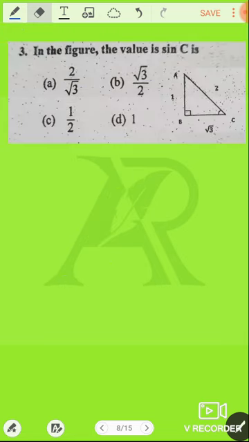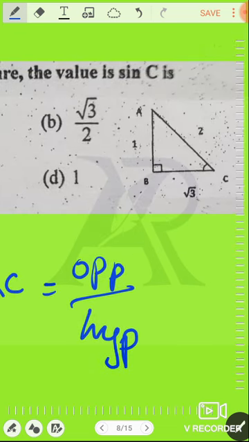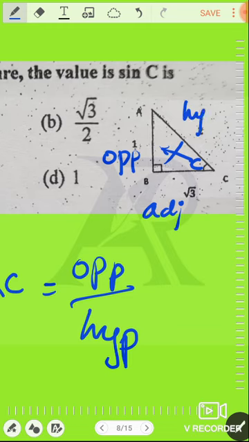In the figure, the value of sin C is? We need to find the value of sin C. We know the definition for sin C, that is opposite by hypotenuse. In this given triangle, we have to identify the angle C. This is nothing but angle C. The side opposite to this is this one. I will take this as opposite, and this will become adjacent, and the side opposite to the 90 degree angle is the hypotenuse. This is the hypotenuse.